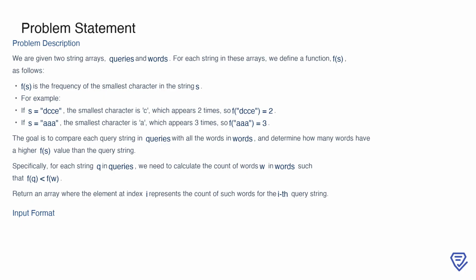The goal is to compare each query string in queries with all the words in words and count how many words have an fs value that is greater than the fs value for the query string. The result will be an array where each element represents the count of such words for the corresponding query string.